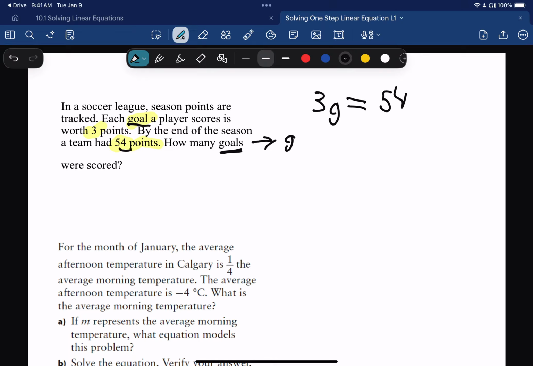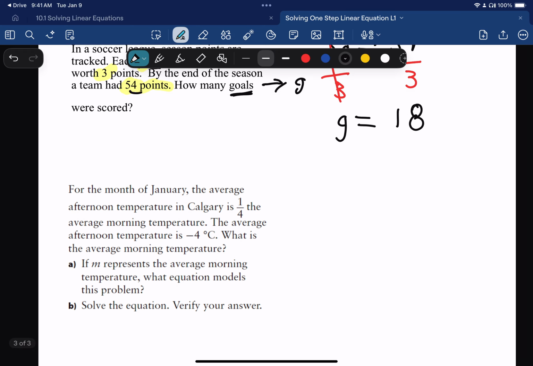So now we have set up our equation, and now we need to solve using opposite operations. So we will divide by 3 here, divide by 3 here, and we get 54 divided by 3, which I believe is 18. So we now have our answer of g equals 18. Okay, let's check this next one.